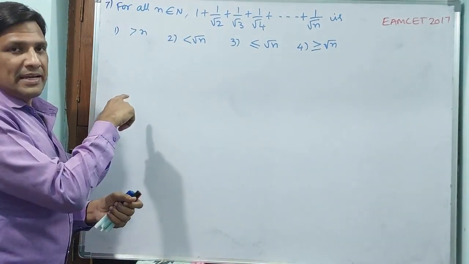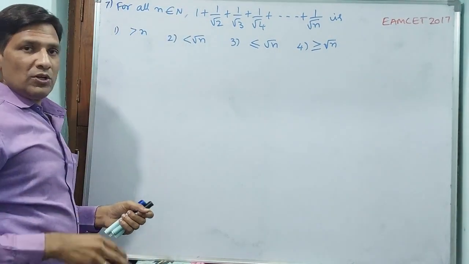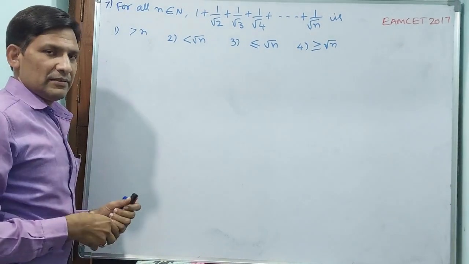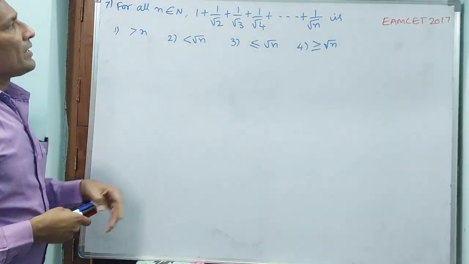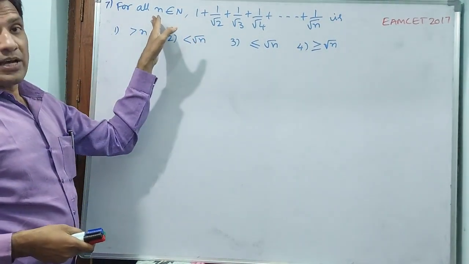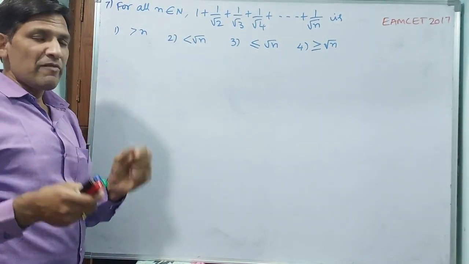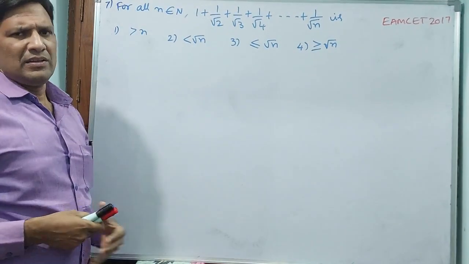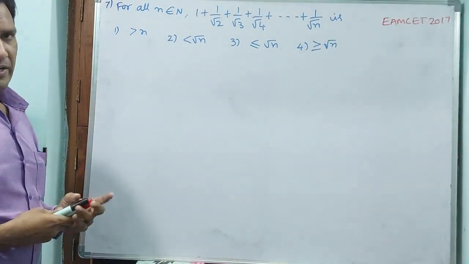If you give 2 as n, 1 plus 1 by root 2. If you give 3, it means 1 plus 1 by root 2 plus 1 by root 3. Like that you have to take. And for all values it has to satisfy. That means even if you take minimum values, we can take 2 or 3 and verify, rather than going with theory.